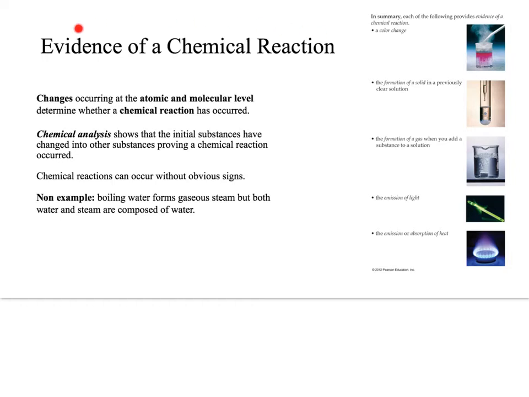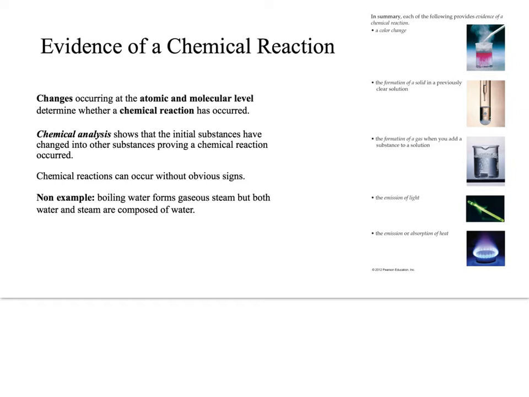When we're talking about evidence of chemical reactions, there's a few things that we have to keep in mind first. First of all, changes occurring at the atomic and molecular level determine whether a chemical reaction has occurred. Therefore, you have to have a change in the atomic composition of the product for there to have been a chemical reaction. So the atomic level is really important. Has the composition of the substance changed at the atomic level? The only way to really know if you have a chemical reaction is through a chemical analysis. Some chemical reactions can occur without any obvious signs.